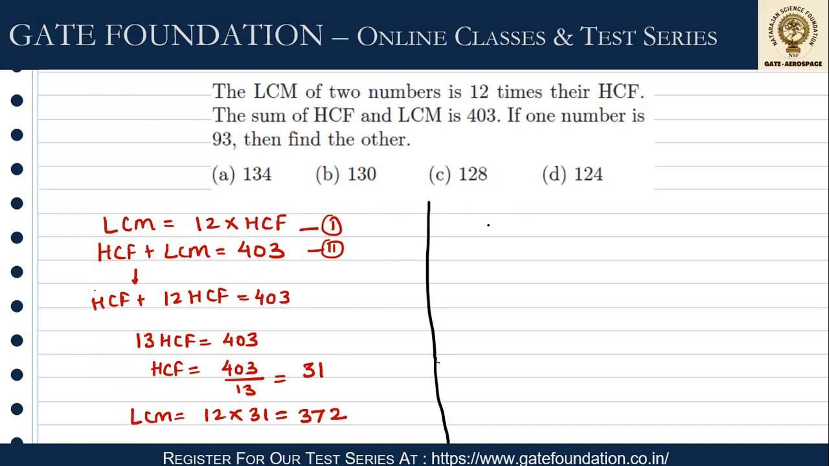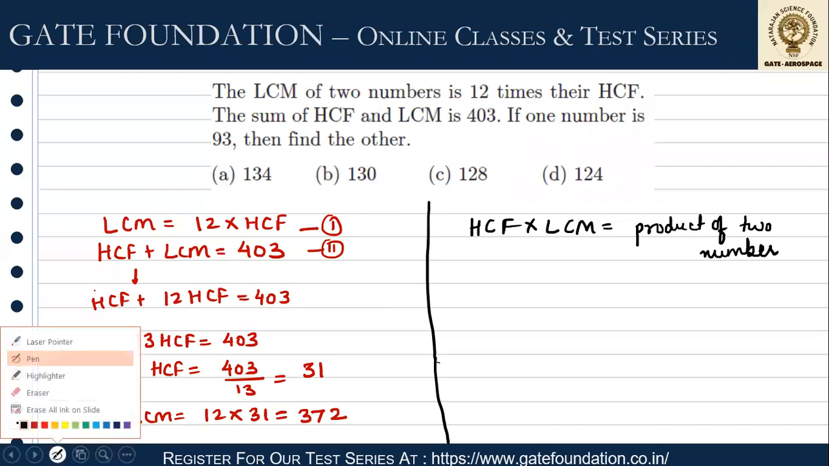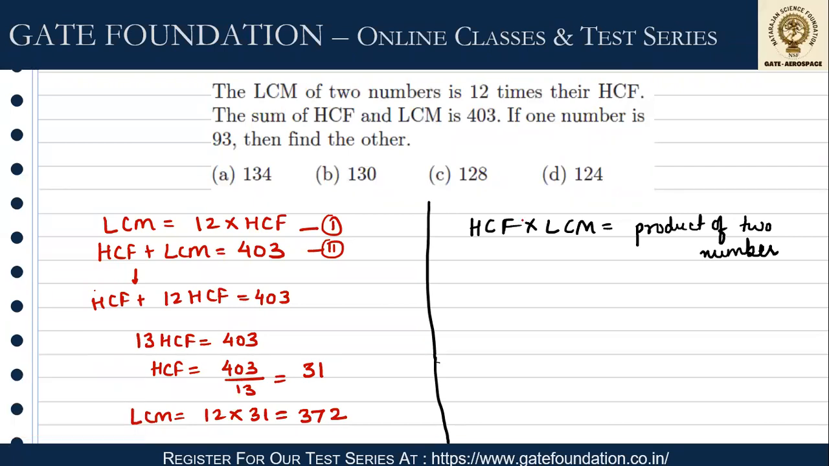I know one important formula which says that HCF into LCM is equal to the product of two numbers. So if I have two numbers and I find out their LCM and HCF, the product of LCM and HCF is just the product of two numbers. This is the formula that you need to remember. I have the HCF 31, I have the LCM 372. I also have one of the numbers, 93.